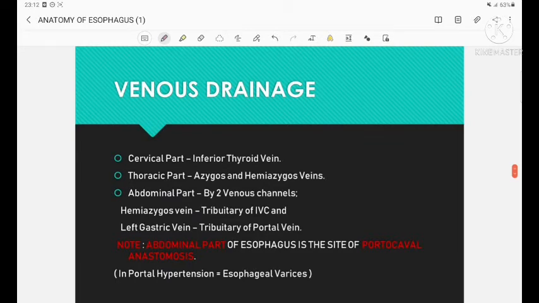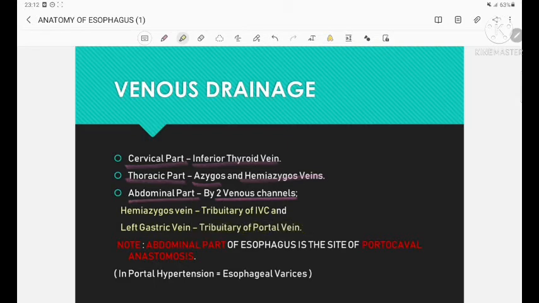Next, the venous drainage. The venous drainage of the cervical part is by the inferior thyroid vein. The thoracic part is by the azygos and hemiazygos veins, and the abdominal part of esophagus is by two venous channels, which are hemiazygos vein, which is a tributary of inferior vena cava, and left gastric vein, which is a tributary of portal vein.